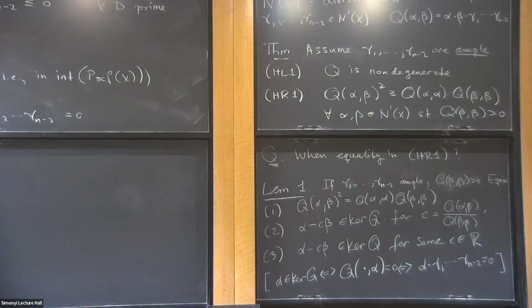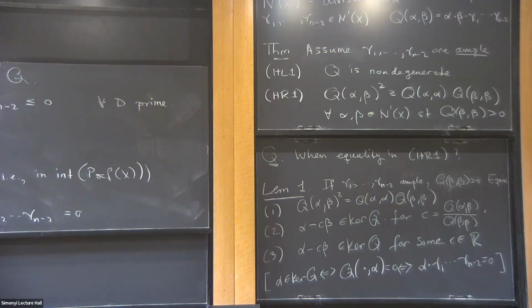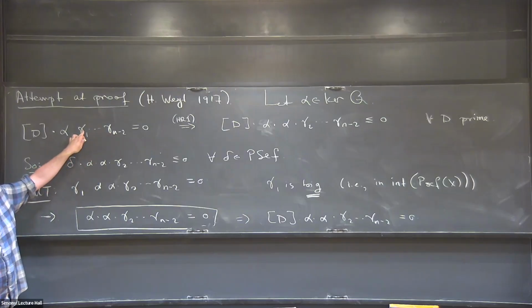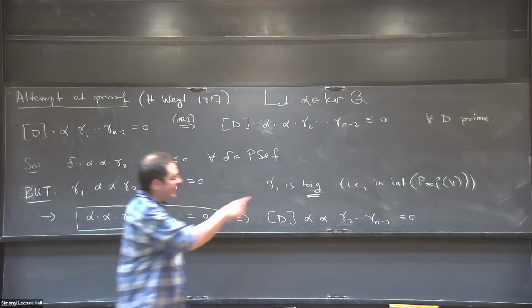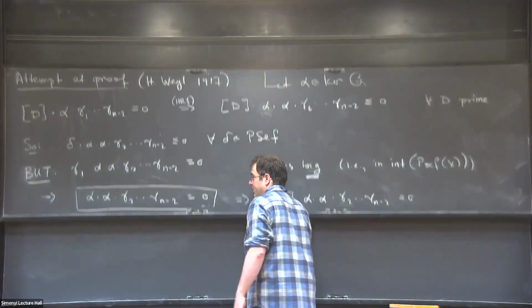So what I've shown is that if I have equality in the Alexandrov-Fenchel inequality for gamma 1 to gamma n minus 2, right? If alpha is in the kernel of the quadratic form generated by gamma 1 to n minus 2, it's also in the kernel of the quadratic form generated by omega, gamma 2 to gamma n minus 2. I could replace one of these guys by an ample divisor. But if I can do it once, I can do it again. So I could just keep doing this until I've replaced all of these guys by ample divisors, right? And then I can apply HL1 because now they're all ample.